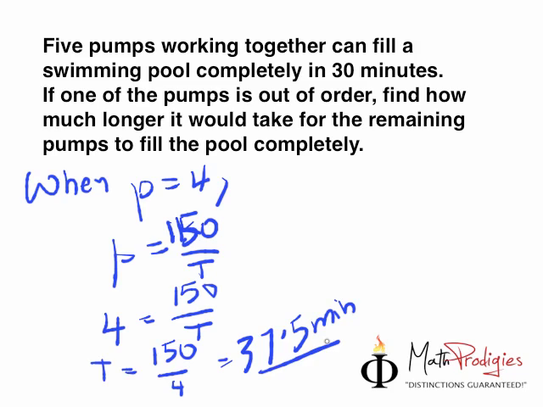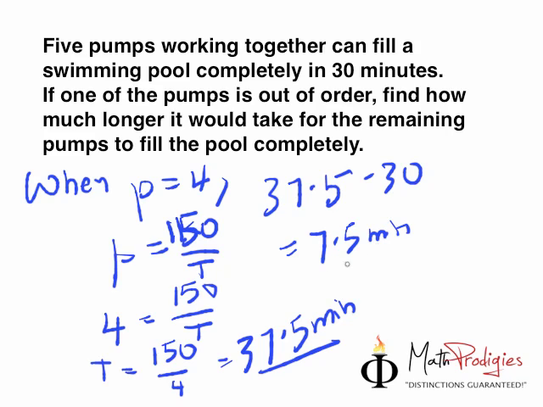You are a math prodigy. Good job. And therefore, this is not the answer, yeah? The answer is actually 37.5 minus 30 because they're asking for how much longer. And so the answer is 7.5 minutes. Good job. Okay? So this is method number 1.